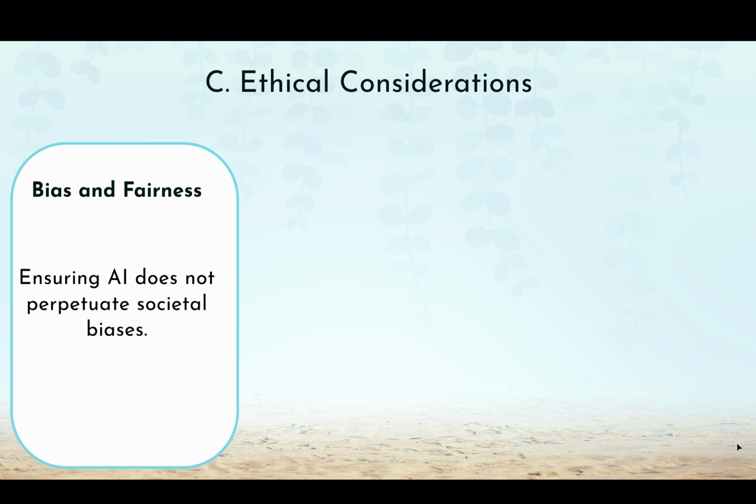C. Ethical considerations. Bias and fairness. One of the major ethical concerns in AI is addressing bias and fairness. AI systems trained on biased datasets can unintentionally perpetuate societal biases, leading to unfair outcomes in areas such as hiring, lending, or law enforcement. Ensuring fairness in AI development is crucial to prevent discrimination and promote equity.